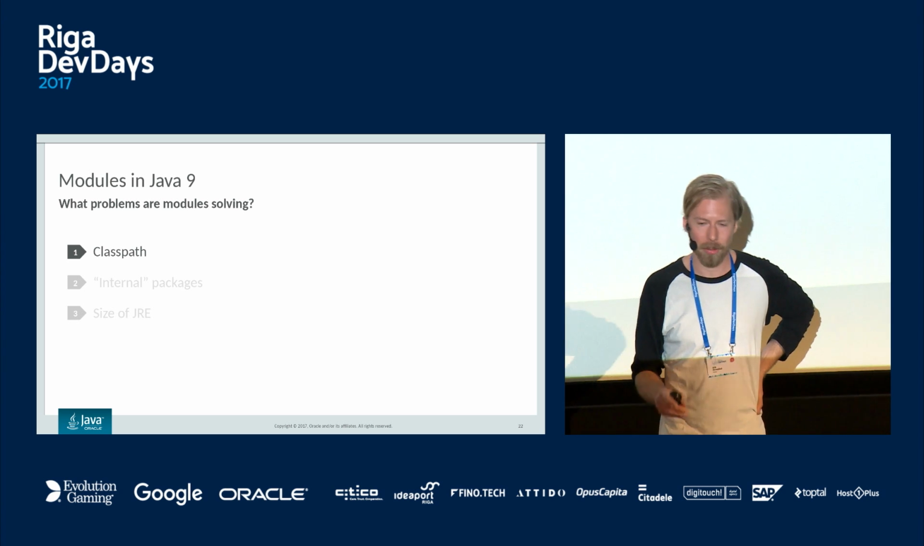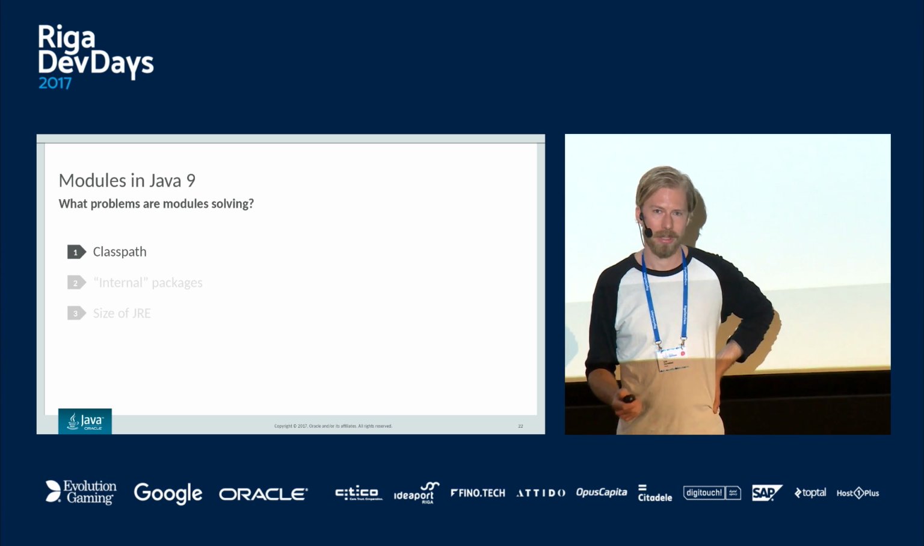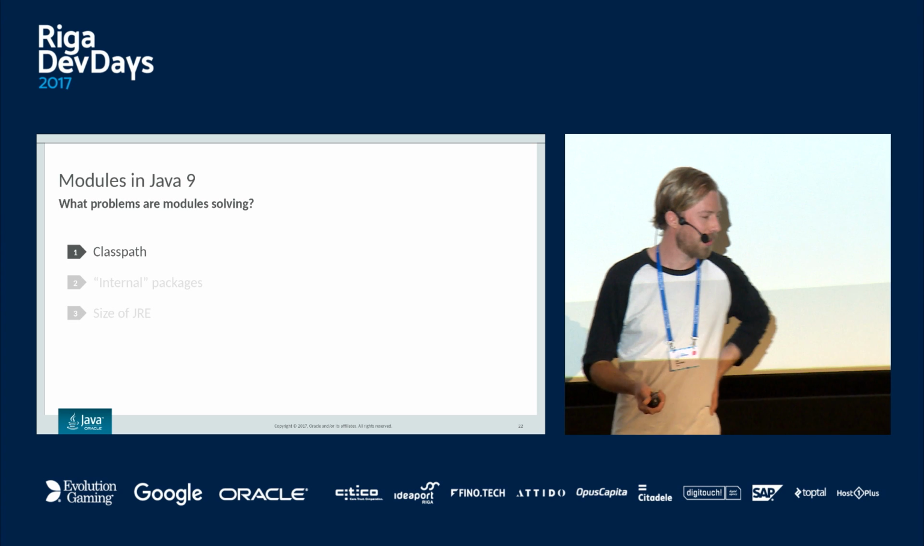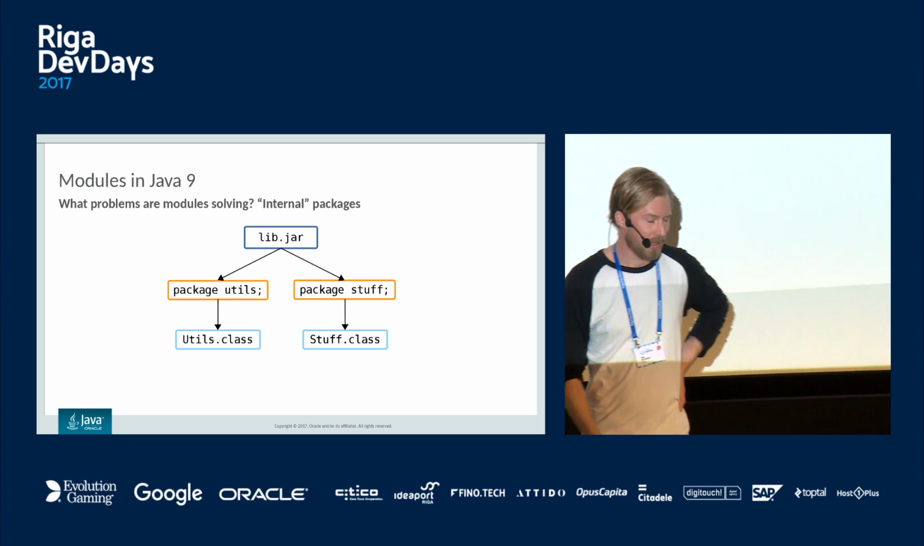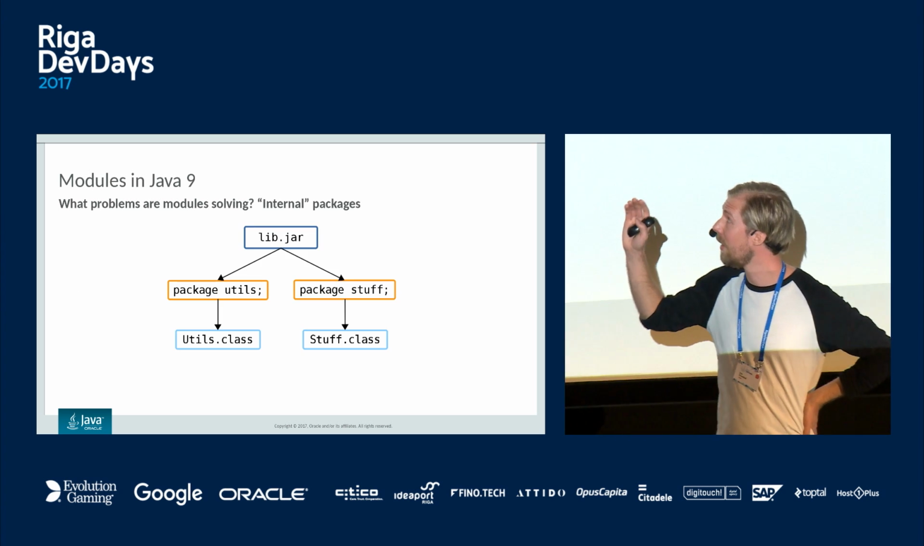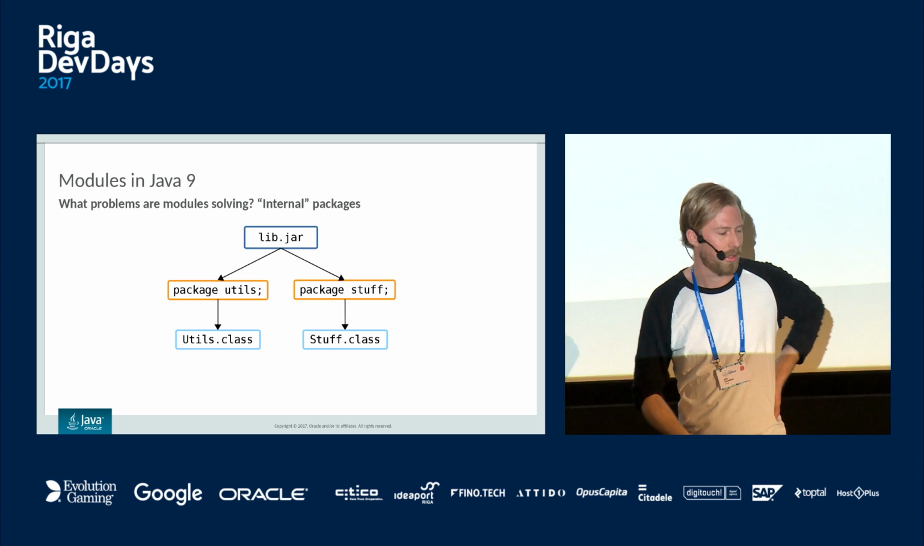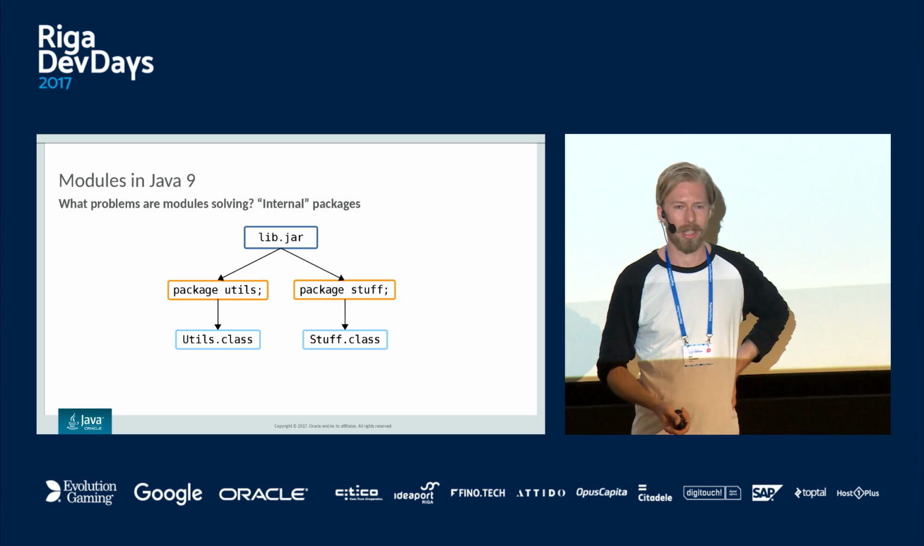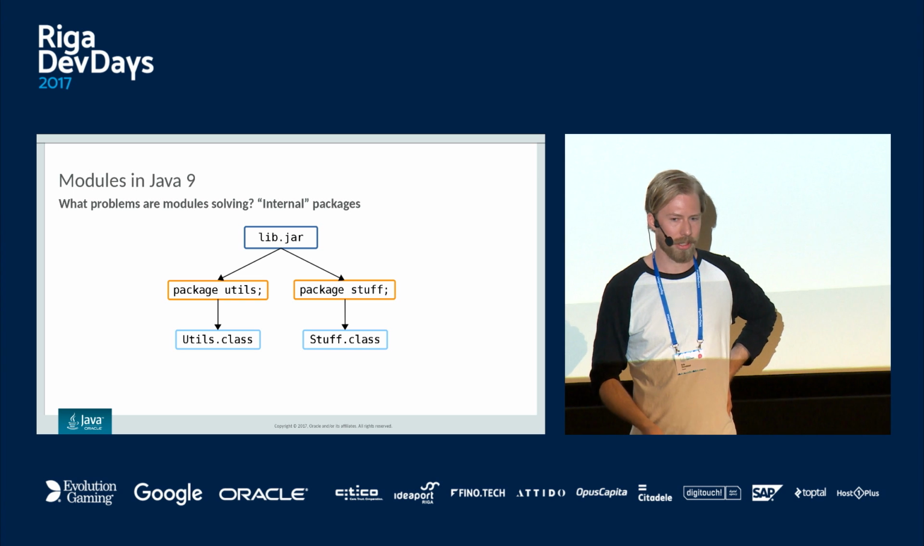So those were 2 problems with the class path. Now we're going to look at internal packages. So we have another little example here. We have a library.jar with a package utils, a package stuff with our trustworthy utils and stuff classes.